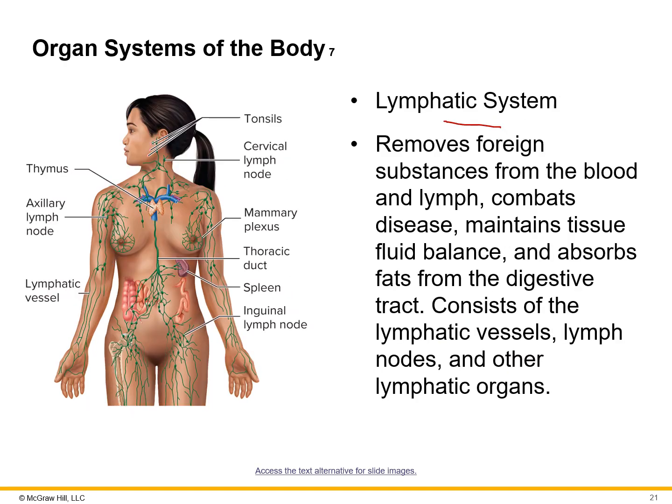Then our lymphatic system, this goes kind of right along with our circulatory system, but its job is more part of our immune system. It's removing foreign substances from the blood and the lymph, helps us combat disease, also helps with fluid balance, so regulating our water balance, absorbs fat from the digestive tract as well. And it's made up of those lymphatic vessels that essentially kind of parallel or go right along with our cardiovascular vessels, like our arteries and veins, but also lymph nodes and lymphatic organs like the spleen.